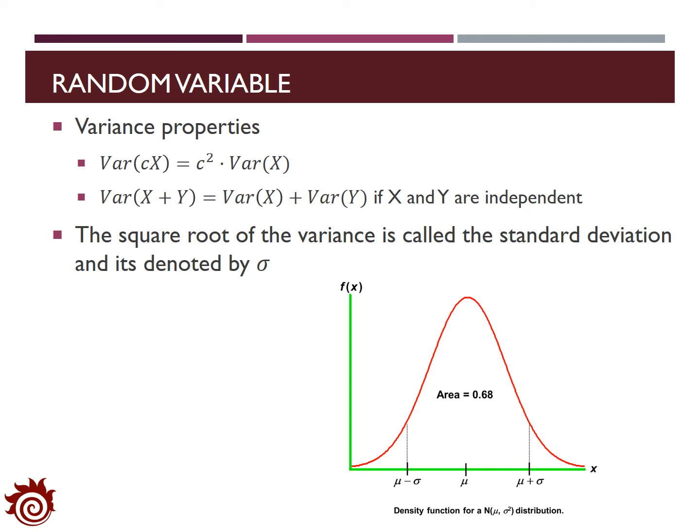The figure here shows one typical normal distribution with the mean of mu and the variance of sigma squared. In general, the area under the region from mu minus sigma to mu plus sigma is about 0.68.